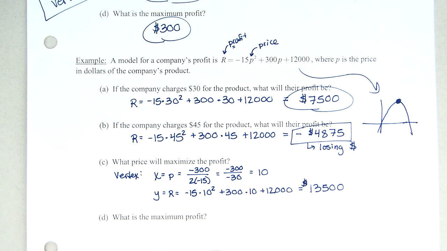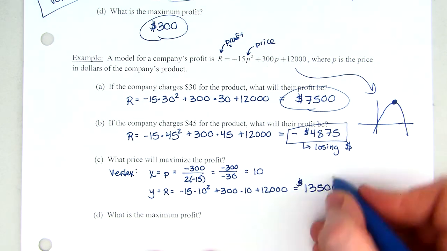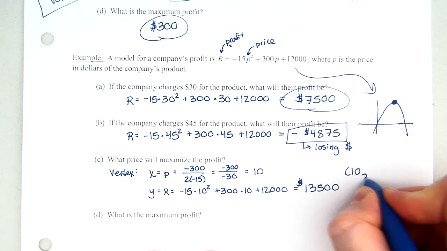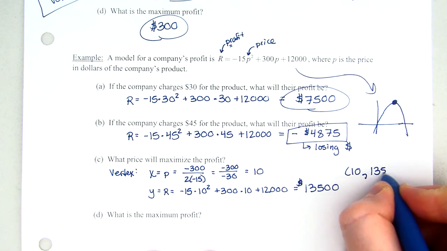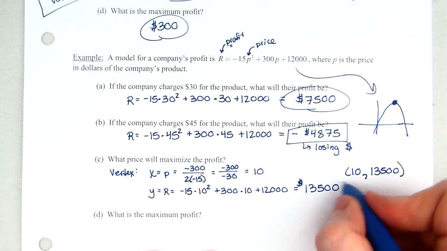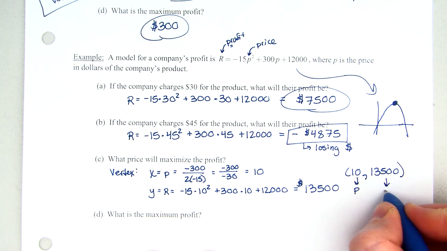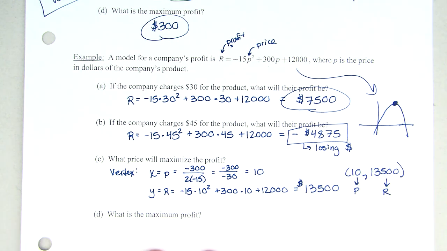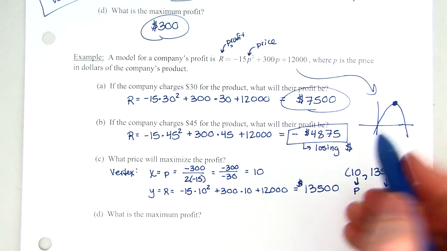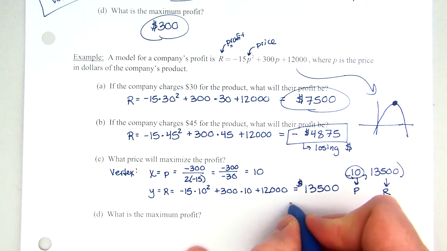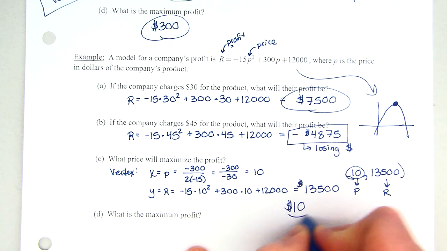Getting 13,500. My coordinates: 10, comma 13,500. 10 was the x-coordinate, which is like p in this problem. 13,500 is my y-coordinate, which is like r in this problem. Letter C, what's the answer? What price will maximize the profit? Price, that's my P coordinate. What should they charge? They should charge $10.